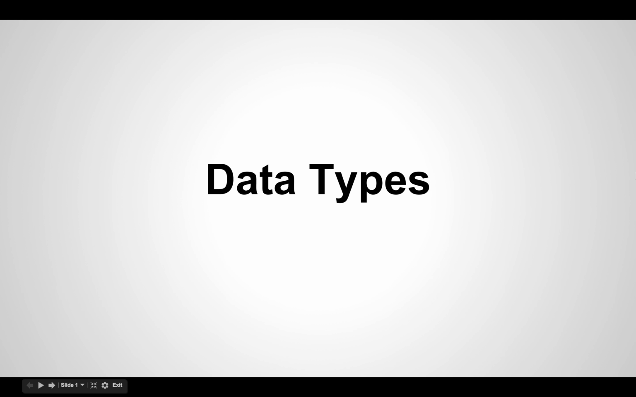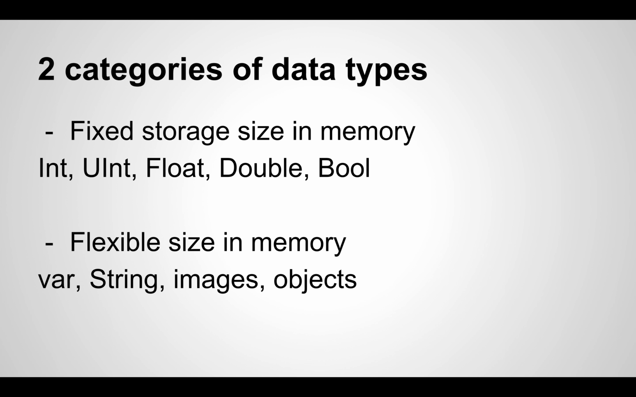Data types. So first of all, let's take a look at what data types are. First, there's two categories of data types. You have the ones that are fixed storage size in memory, which basically means that the memory that your program uses already knows what type of data you're storing there, and it knows what space it needs to allocate in memory. Some of these types are int, uint, float, double, and bool.